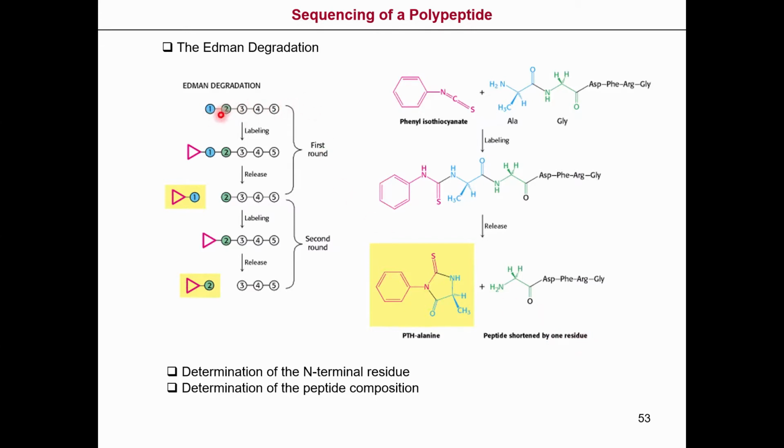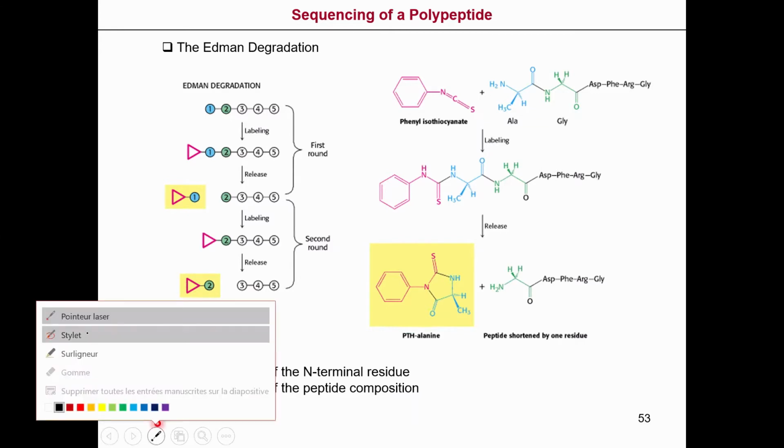Here you have a peptide with 5 amino acids. In the first round, you will label it and release it so you can analyze this, the yellow box. You still have a peptide, so you can label after this and analyze the second box. Okay? So now you can have the sequence of a peptide. Is it okay? You understand the difference between sequence and composition?